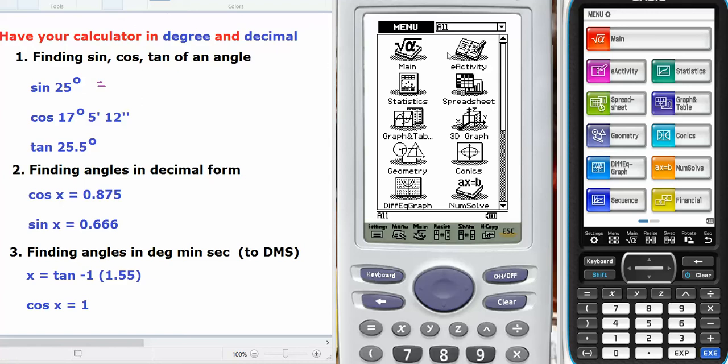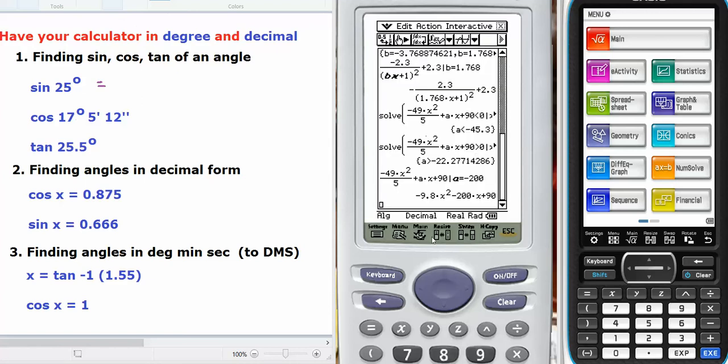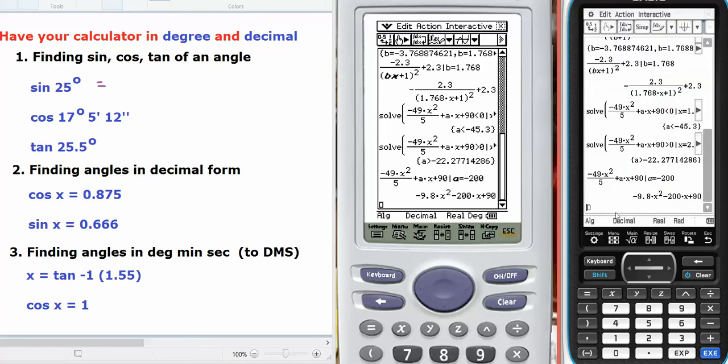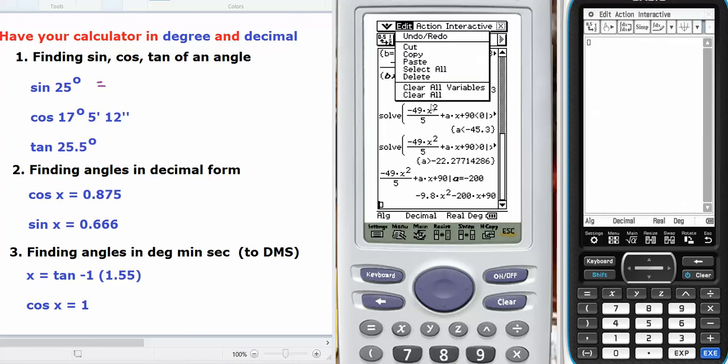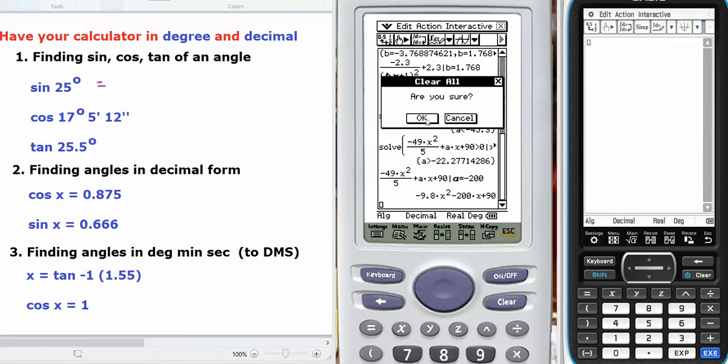So if you're using the ClassPad 300, go into Main, make sure this is decimal and make sure that is degree. And if you're using the ClassPad 400, go into Main, make sure that's decimal, and make sure that's degree. It's very easy to touch them and change them. I'm going to go Edit Clear All, so I have a nice clean screen, and Edit Clear All, so I've got a nice clean screen.